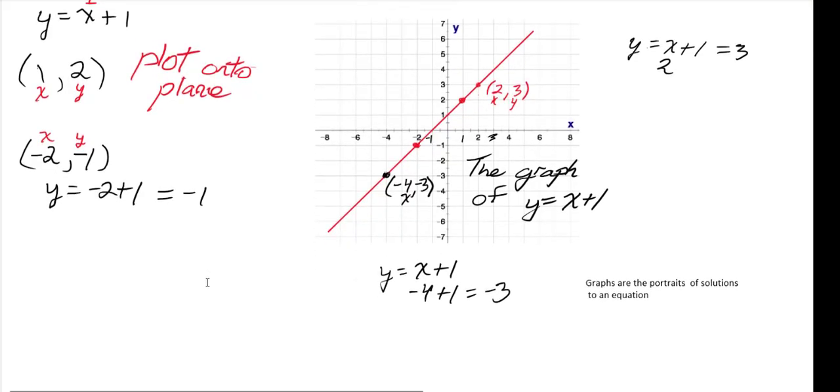So graphs are the portrait of solutions to an equation. That's the main takeaway here. So we're looking at a picture of every possible solution that this equation could have. And that's the relationship between solutions and equations. Now, let's continue on with the idea of graphing. So let's graph another equation.